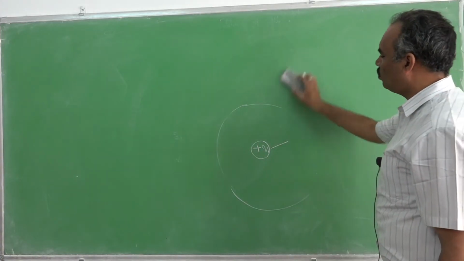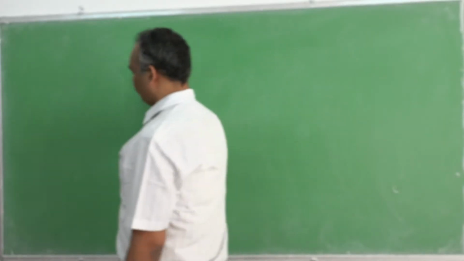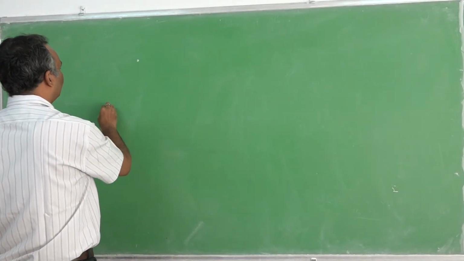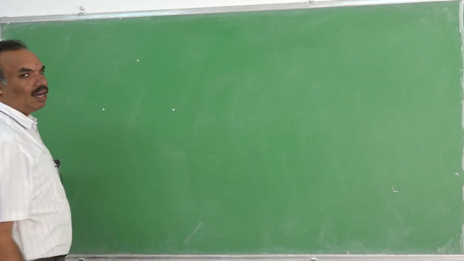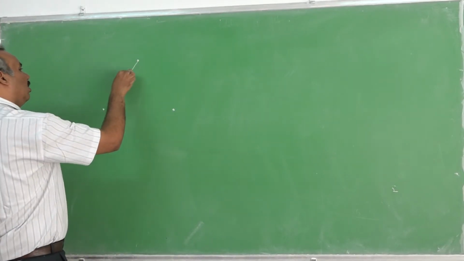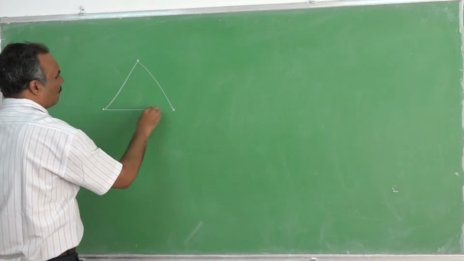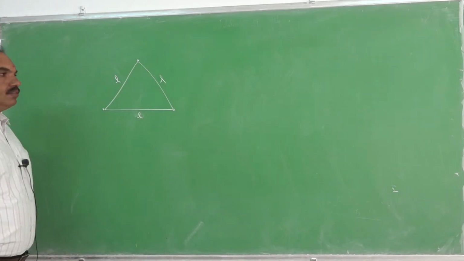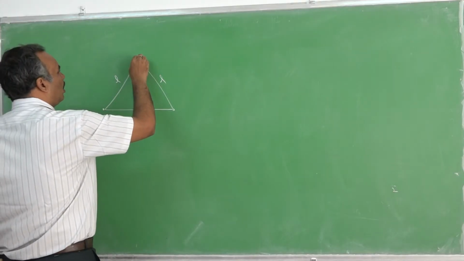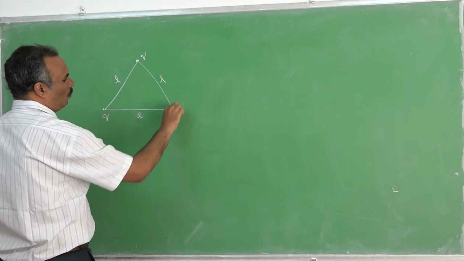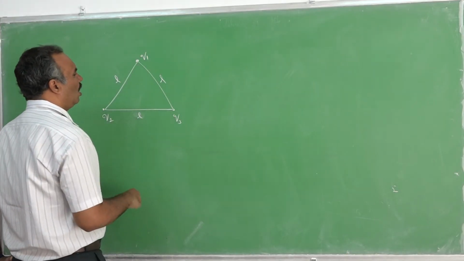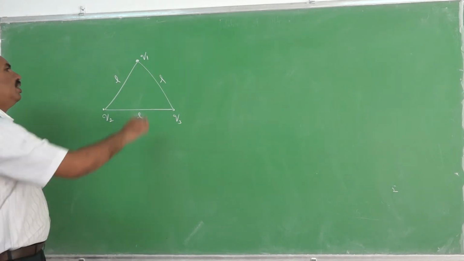This Coulomb force follows the principle of superposition. Suppose there are three charges located at the three corners or vertices of an equilateral triangle. Let the side be L, and the charges available here are Q, Q, Q, or you can take them as Q1, Q2, Q3. I need to find the net force experienced by Q1.